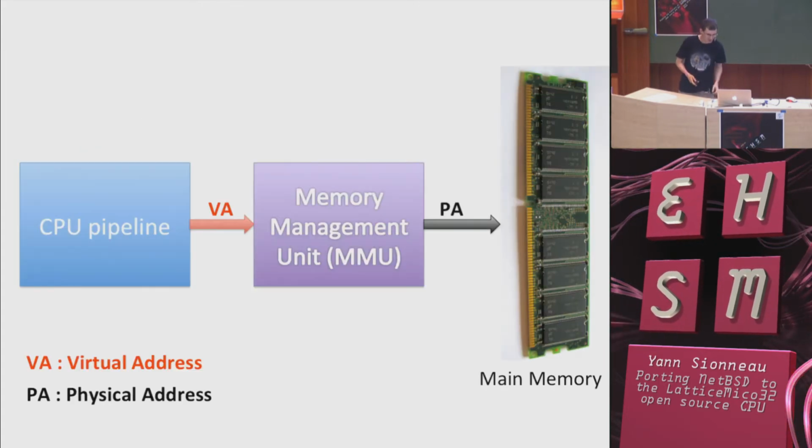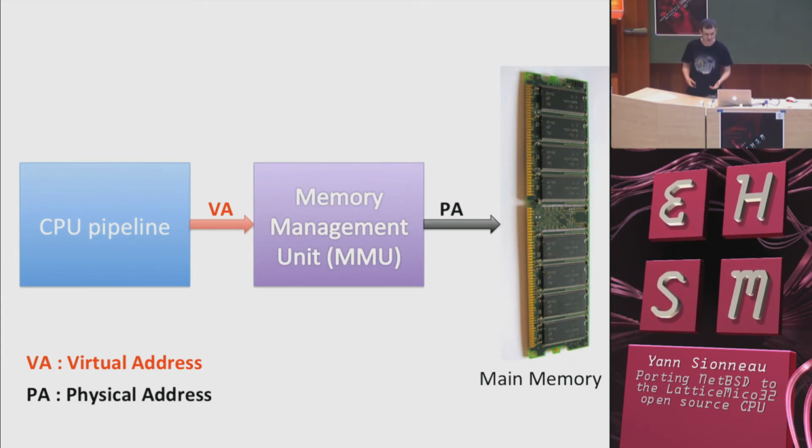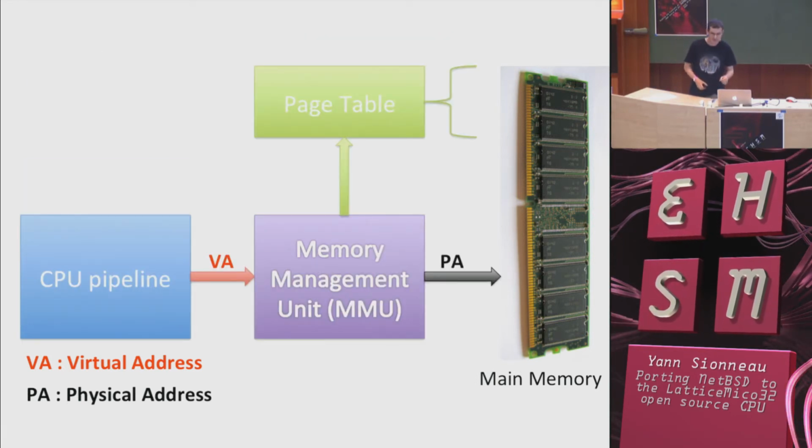So now let's try to understand really how it works. So this is again simplified. You have the CPU pipeline on the left issuing a virtual address to the memory management unit, and the memory management unit is translating it and generating a physical address to index RAM. That's great, but how does the MMU know how to translate the virtual address to the physical address? How does it know? It's using the page table.